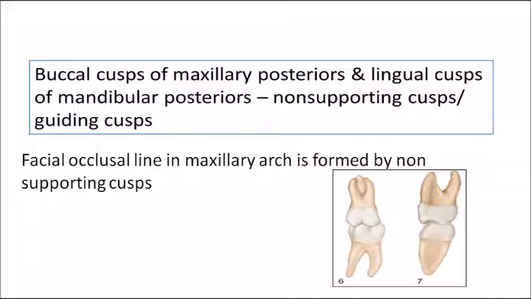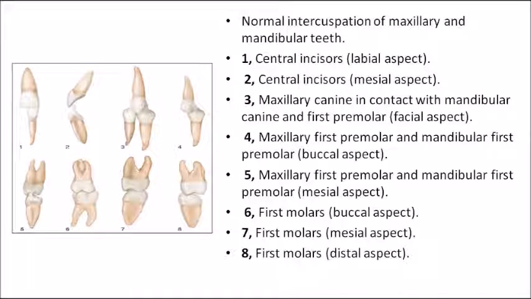If you have a supporting cusp, you have a non-supporting cusp as well. This non-supporting cusp is also called the guiding cusp. In the upper arch it is the buccal cusp, and in the lower arch it is the lingual cusp. One more important thing is that it is this non-supporting cusp which forms the facial occlusal line in the maxillary arch. So when you are drawing your occlusal line in the upper arch, the facial occlusal line is constituted by the non-supporting cusp. So the non-supporting or guiding cusp in the upper arch is the buccal cusp, and in the lower arch it is the lingual cusp.